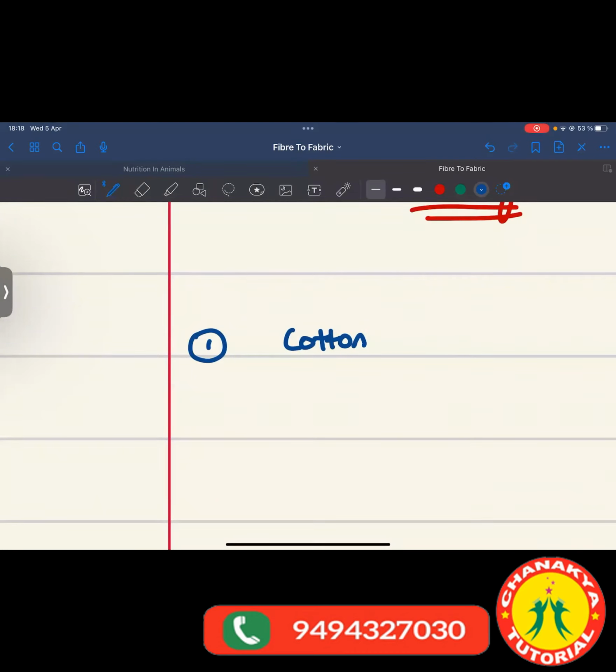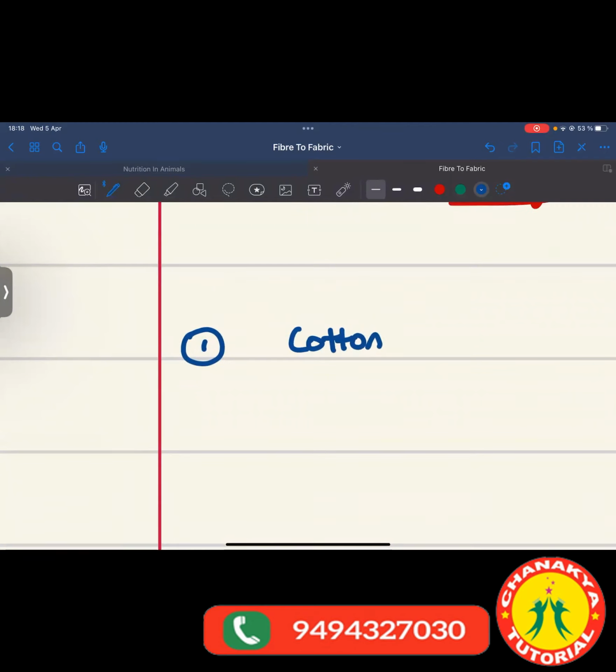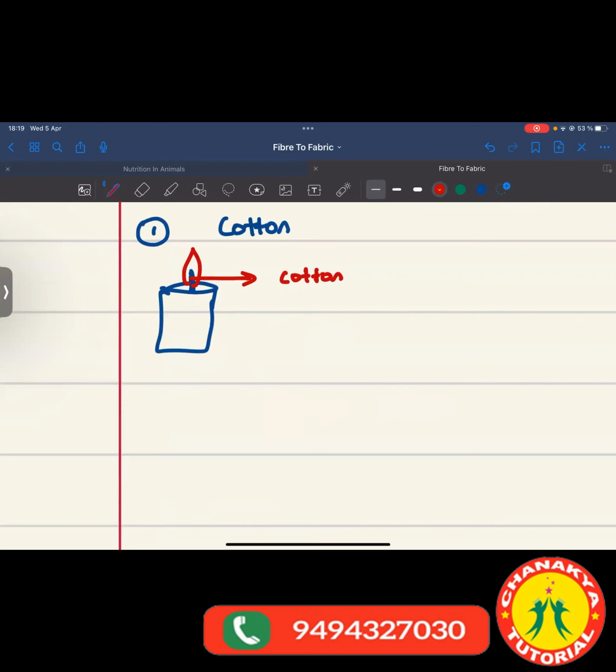You know this cotton, for example, take a candle. On top of a candle, there's a wick, right? This small cloth over here which catches fire. This wick is also made of cotton. So this is all cotton that is used for it.